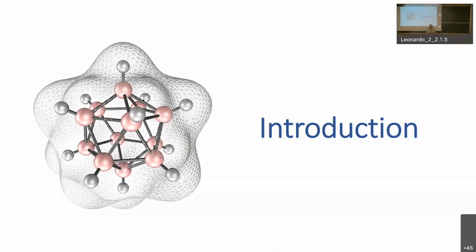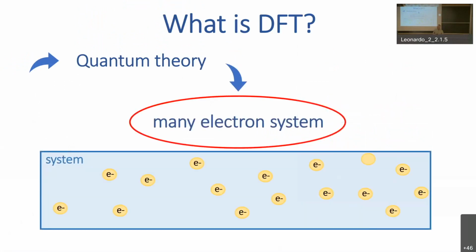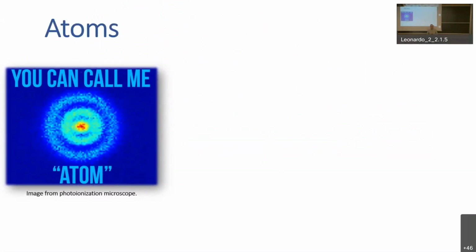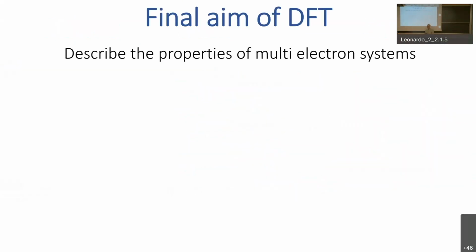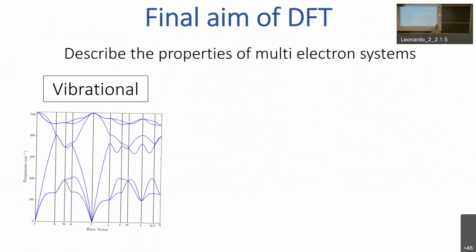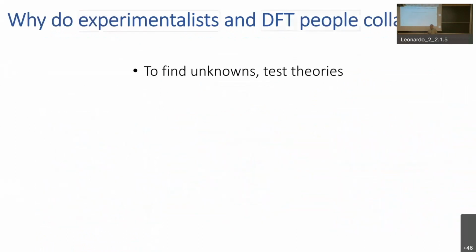So let's just start with a quick introduction on what DFT is and what it's capable of. We can start saying that DFT is a quantum theory, and it deals with many electron systems, such as atoms, molecules, and solids. The final aim of DFT is to describe the properties of this multi-electron system. For example, vibrational properties, or structural, or magnetic.